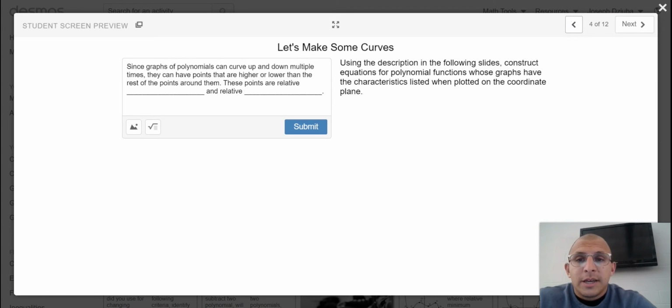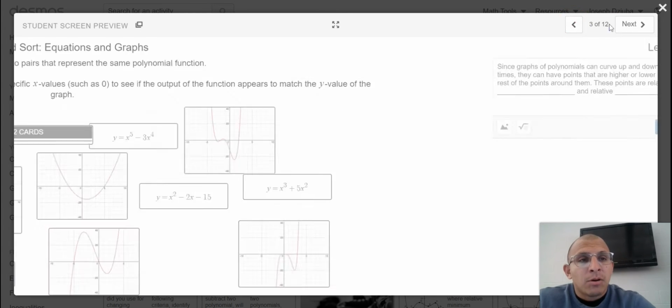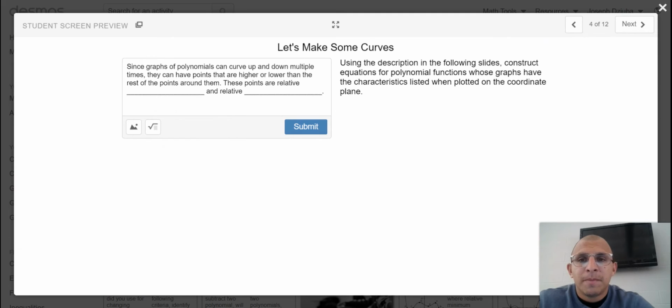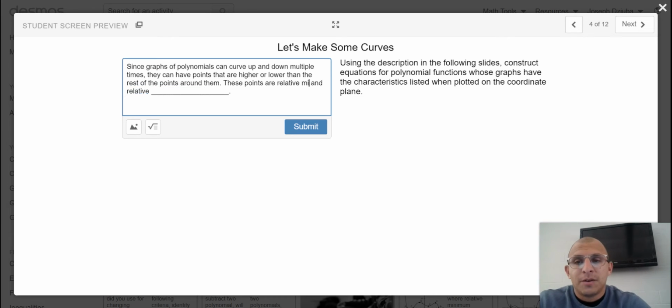You would have noticed in the previous slide that some of our graphs have very curve-like behavior to them. Since graphs of polynomials can curve up and down multiple times, they can have points that are higher or lower than the rest of the points around them. We define these points to be relative minimums and maximums.